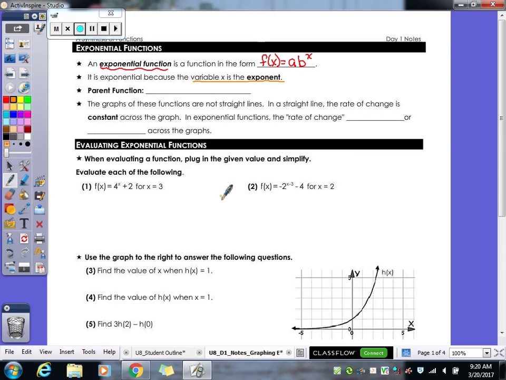So our parent function, to review that term, which is the most basic form of a function, would be f of x equals 2 to the x power. That is our parent function for our exponentials.